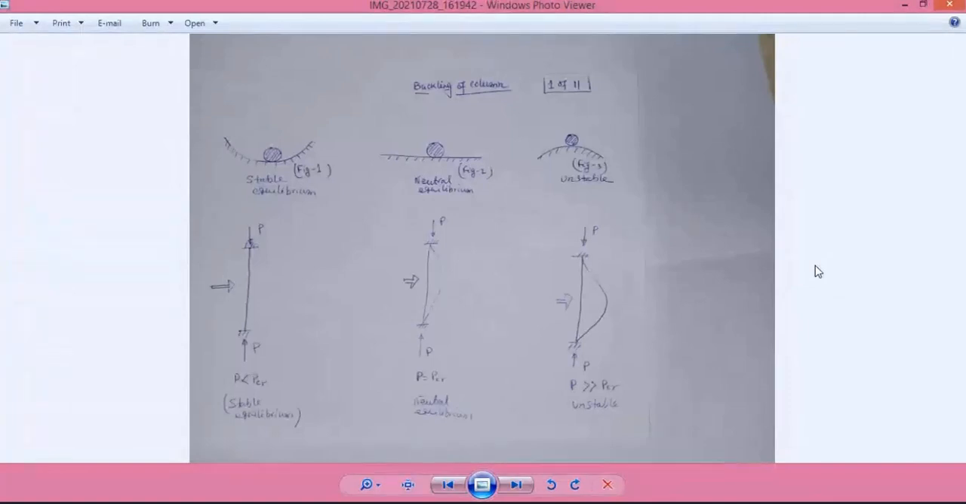What that means, in stable equilibrium, if we apply some force, and if we remove this force from this object or the structure, it will come to its initial position. That is called stable equilibrium. Again, I repeat, in stable equilibrium, if we give some disturbance on the structure or any object, and if we remove this force, after some time the structure or the object will come to initial position. It is called stable equilibrium.